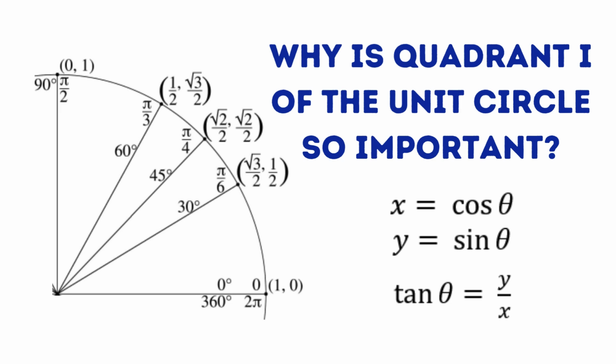Why is quadrant 1 of the unit circle so important? Well, if you can memorize quadrant 1, and we know the facts that on the unit circle, x is equal to the cosine of theta, y is equal to sine theta, and the tangent theta is equal to y over x, we can figure out the other exact values on the unit circle.